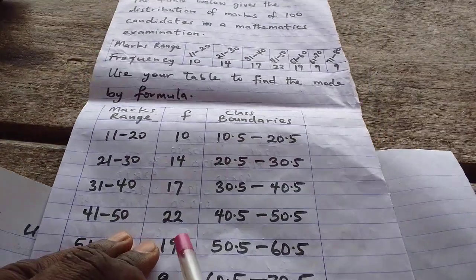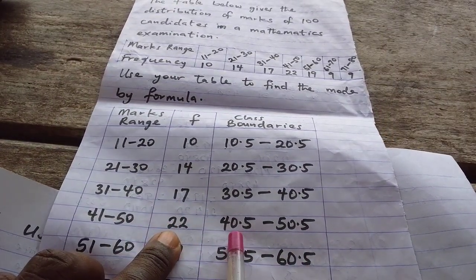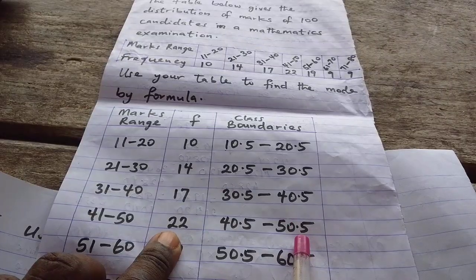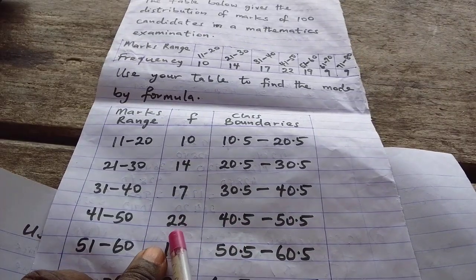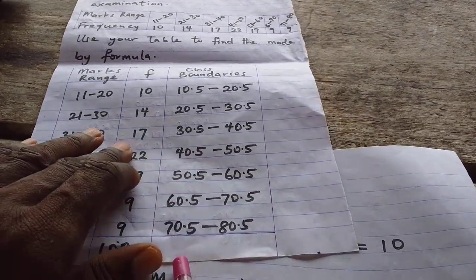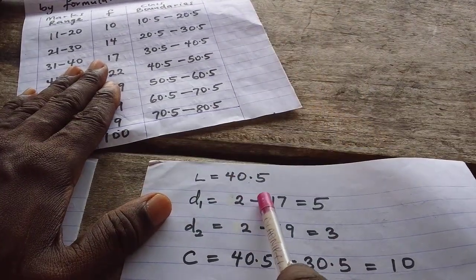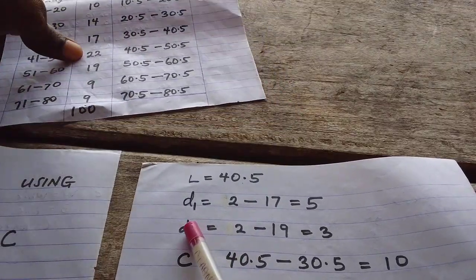So when you look at the one with the highest frequency, then you look at the class boundary. This is the lower class boundary, upper class boundary. So the lower class boundary of this modal class is what? 40.5. So L represents 40.5. Then what do we need again? We need to know our D1.